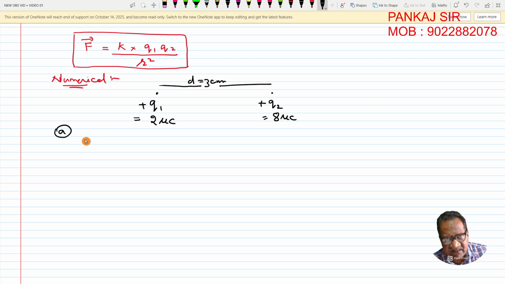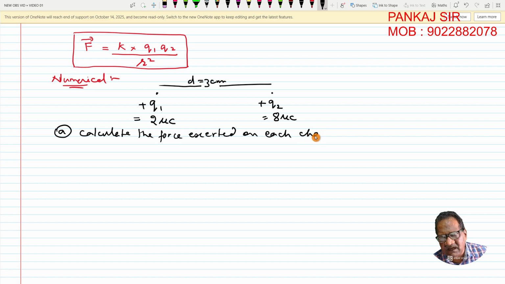A, calculate the force exerted on each charge in vacuum. B, calculate the force exerted on each charge in water.